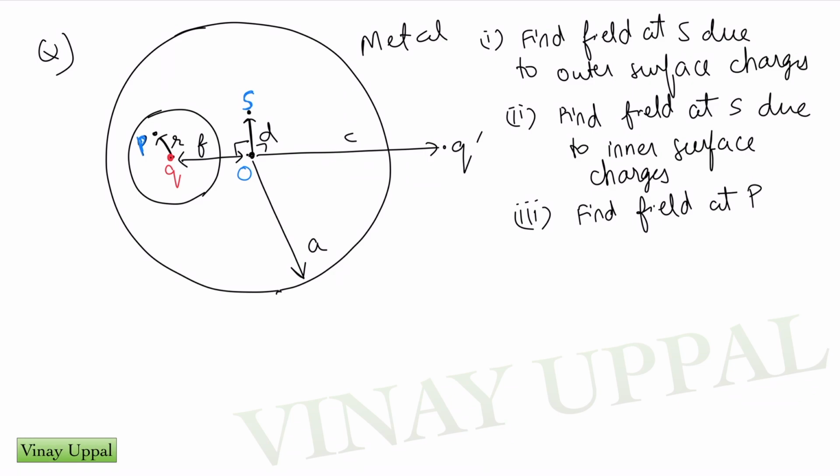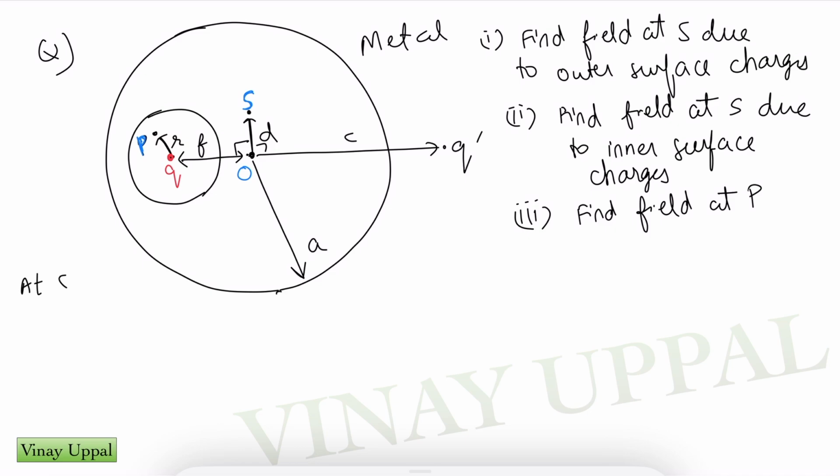Alright, so in this question we have a metal sphere of radius A, and we have a cavity whose center is at a distance of f from the center of the bigger sphere. At the center of the cavity we have a point charge Q, and at a distance c from the center of the bigger sphere I have a point charge Q dash. So what is the question asking? The question is asking: find the field at S due to the outer surface charges, find the field at S due to the inner surface charges, and find the field at point P. Here the red shaded portion is the conducting material. Alright, let's take a look at how we can go about solving this question.